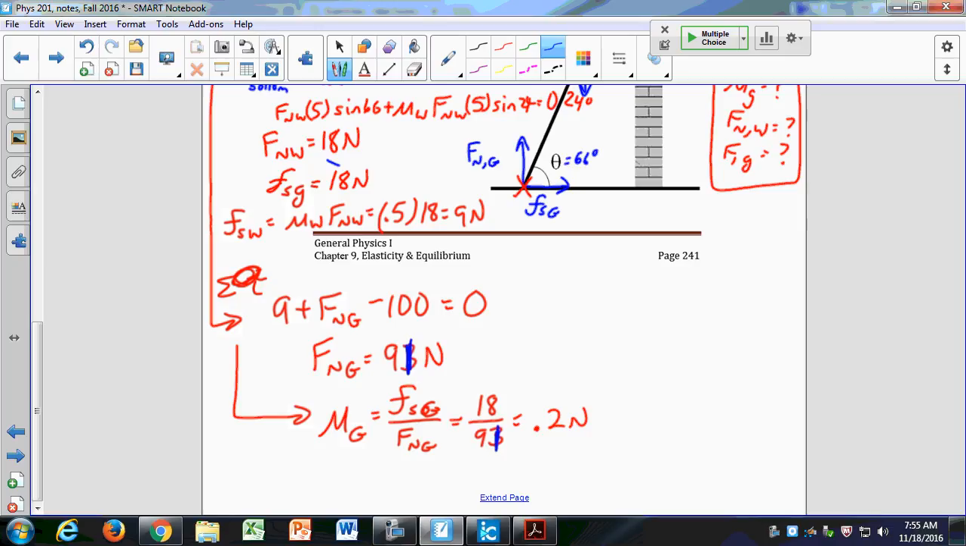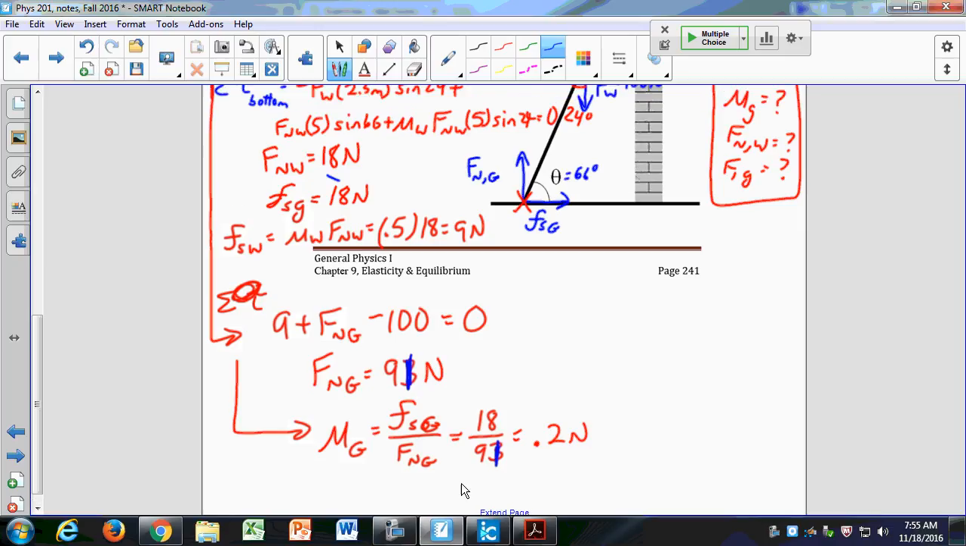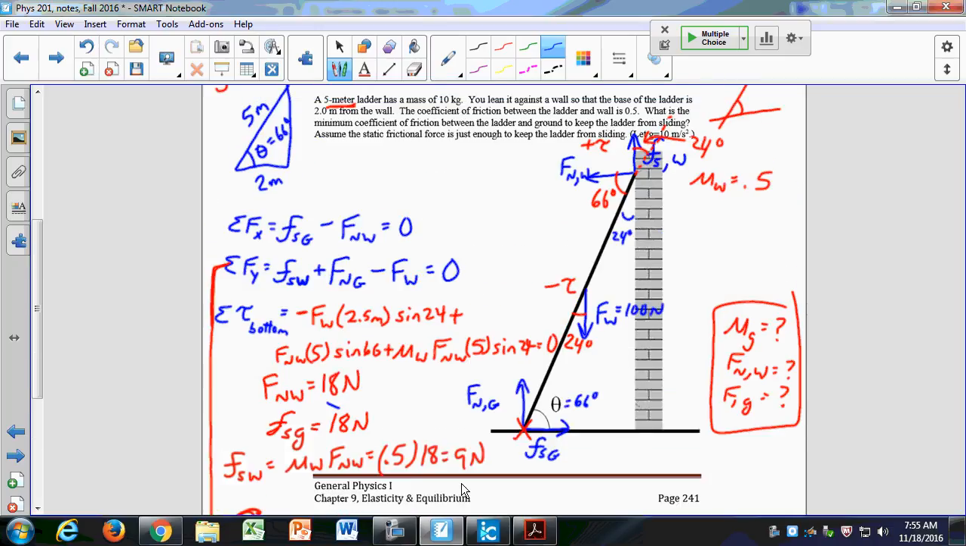All right, guys, so again, the process is still the same. You label all your forces. You do the sum of the forces in the x, the sum of the forces in the y. You figure out what is most advantageous for you to do your sum of torques, usually the place where there are the most unknowns. In this case, we chose the sum of the torques at the bottom because it got rid of a couple of unknowns that we didn't know. And then you solve that system of three equations.